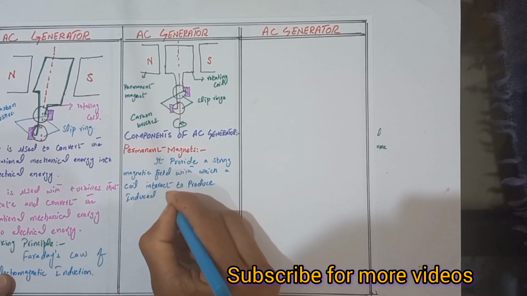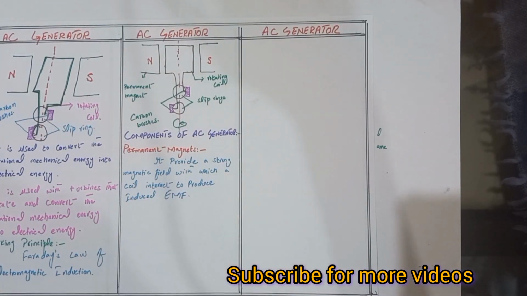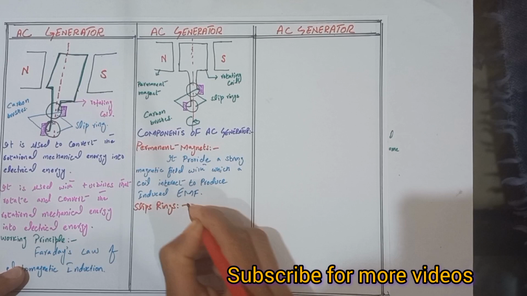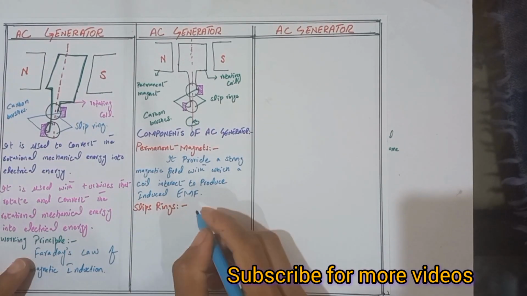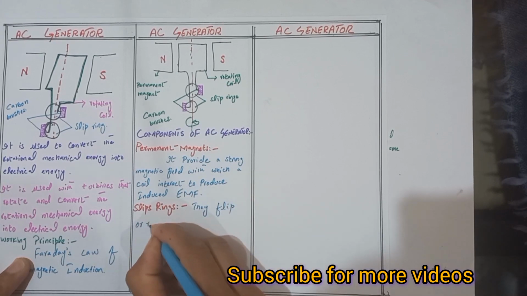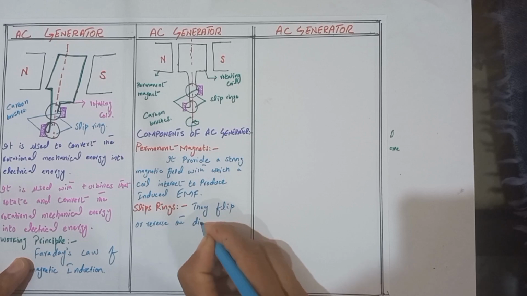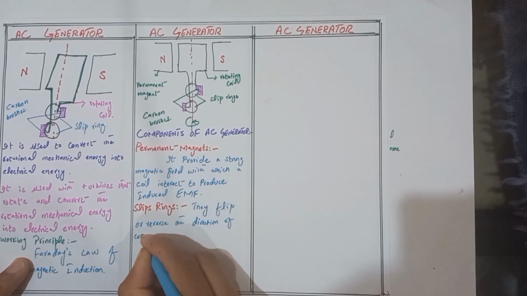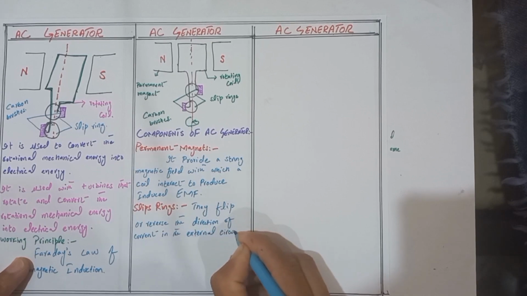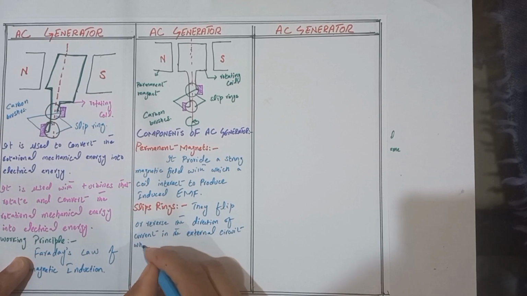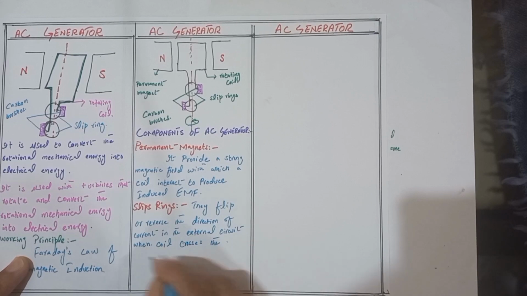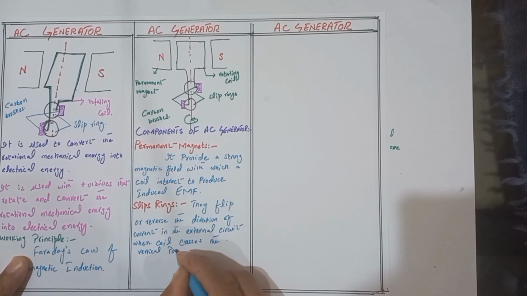induced EMF. The second component that we use is slip rings. Slip rings flip or reverse the direction of current in the external circuit when the coil crosses the vertical position.